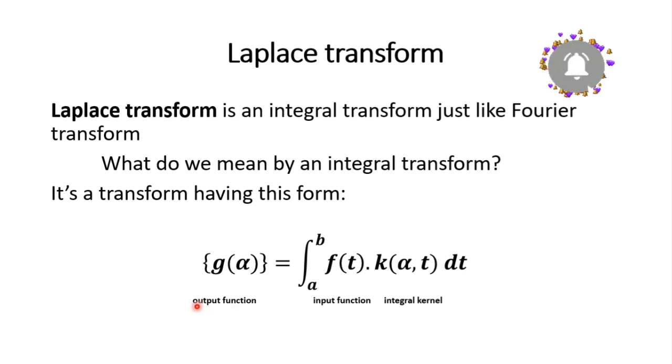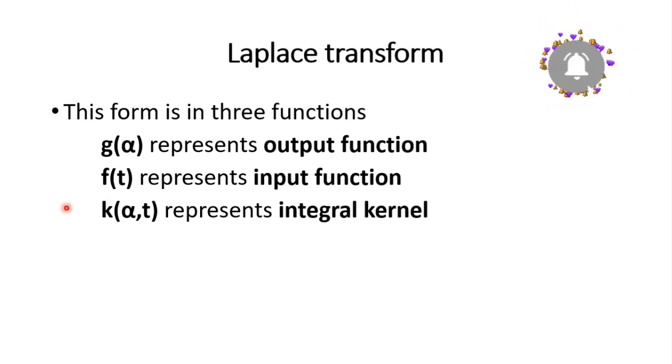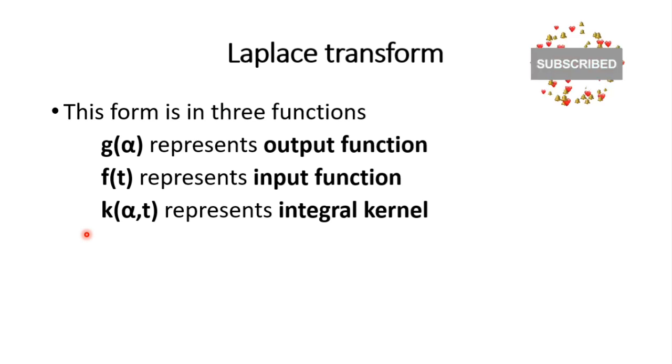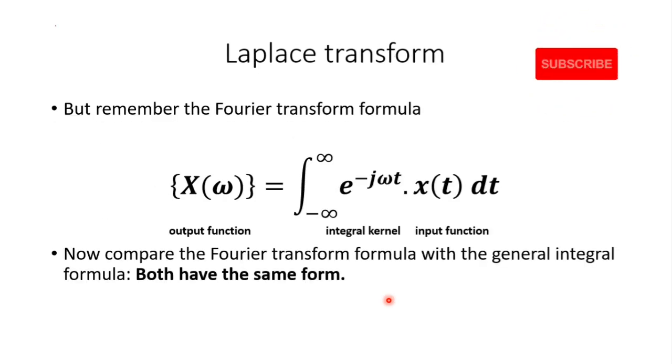Before I talk about this, let me first move to my next slide. Like you can now see, this form has three functions: g as a function of alpha representing the output function, f as a function of time representing the input function, and k as a function of alpha and time representing the integral kernel. Let me move back a little bit. You're all looking at this form. This is an output function, this is an input function, and this is an integral kernel. It's important you remember and grasp this form because we are going to refer to it. Let me move to my other slide.